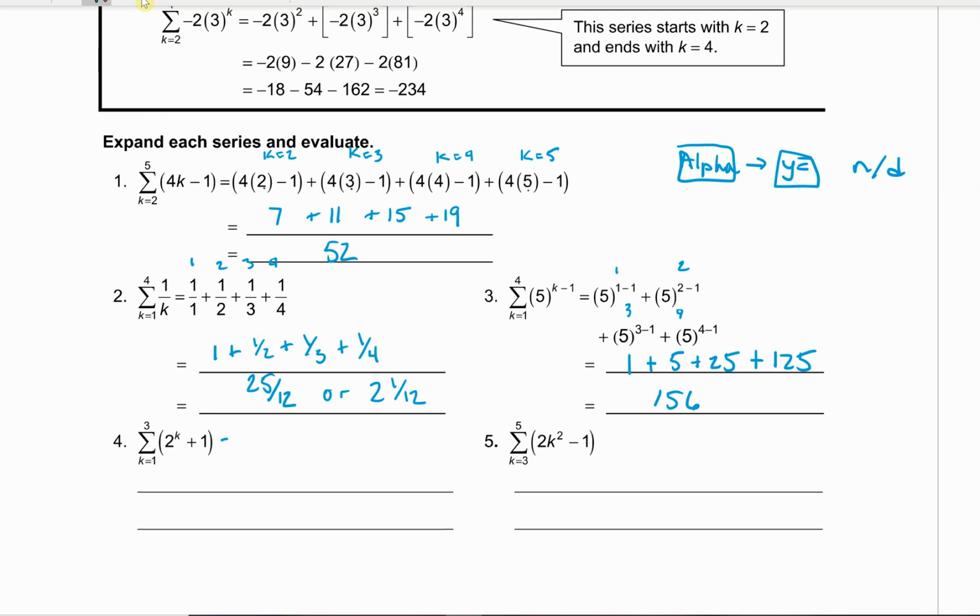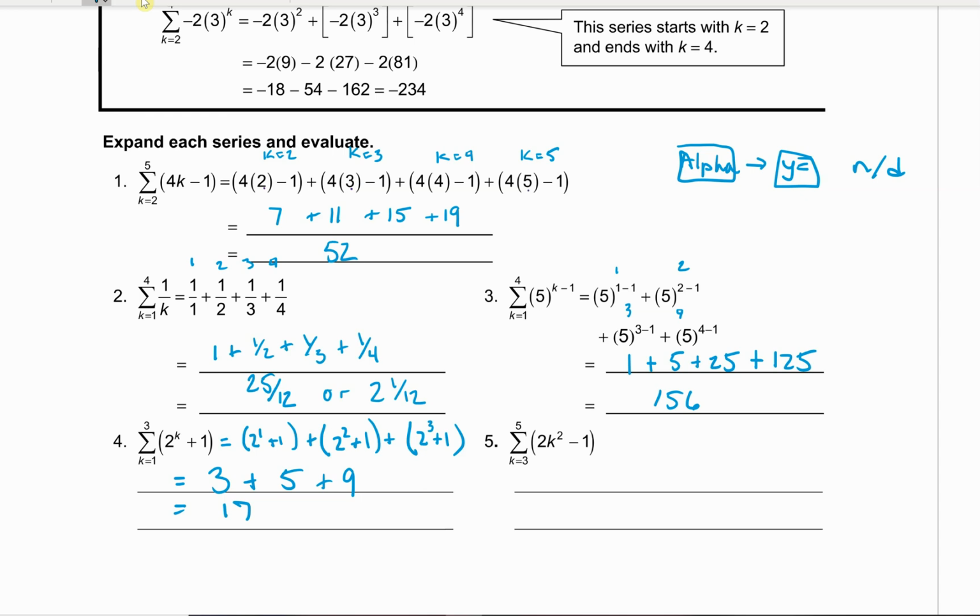The sum from 1 to 3 of 2 to the k plus 1, so that would be 2 to the first plus 1, plus 2 squared plus 1, plus 2 cubed plus 1. So that is 2 plus 1, that's 3. 2 squared, 4 plus 1 is 5. And 2 cubed is 8 plus 1 is 9. So 3 plus 5 plus 9 gives us 17.